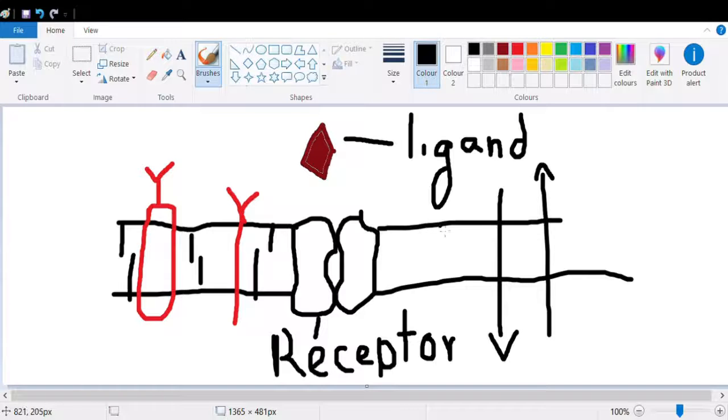So this one mainly binds here, over here, and this channel opens up, and the channel over here opens up through modulation, and the drug elicits this action.